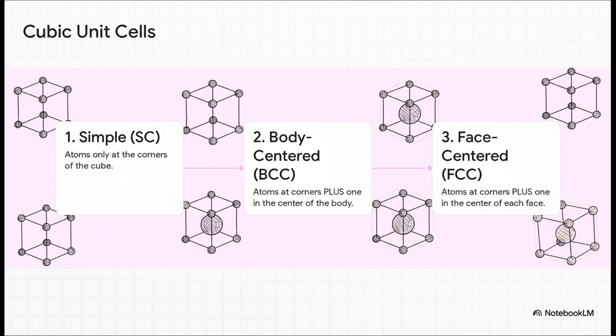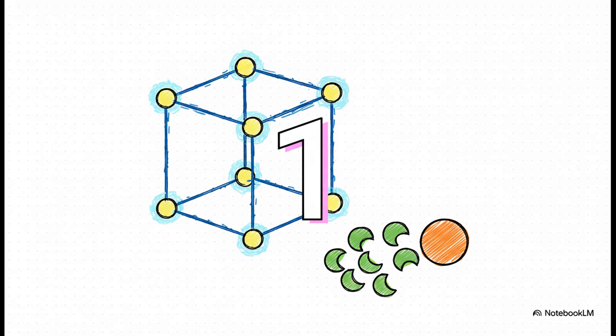The simplest one is called, well, simple cubic, or SC. It's just got particles at the 8 corners. Then you have body-centered cubic, or BCC. It has those corner particles, plus one right in the dead center. And finally, there's face-centered cubic, FCC, which has the corner particles plus one in the middle of each of its 6 faces. Okay, so let's count.